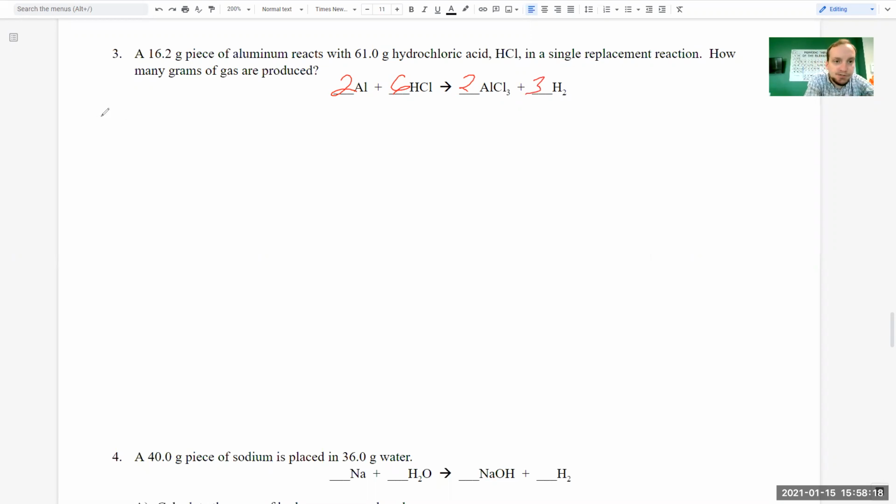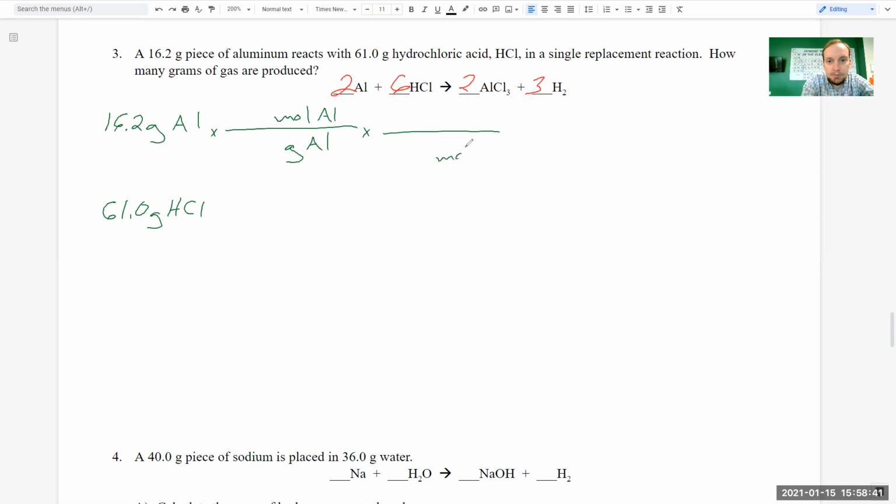So our two starting points are going to be 16.2 grams, not moles, but grams of aluminum. And our other starting point is 61.0 grams of hydrochloric acid. So again, this is a mass to mass. So we've got to get out of grams of aluminum into moles of aluminum. Then we're going to get out of moles of aluminum and into moles of our product.